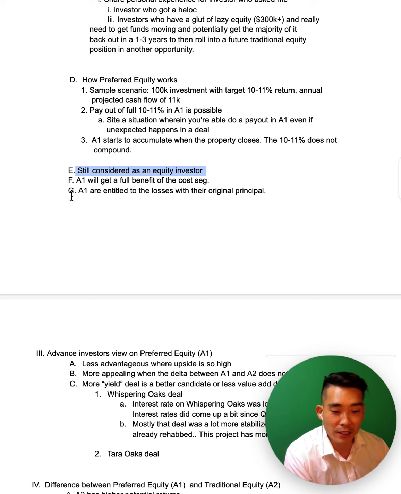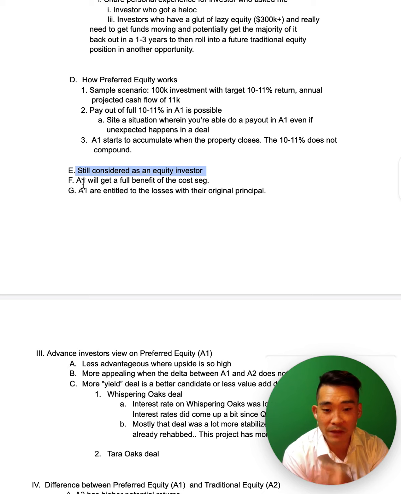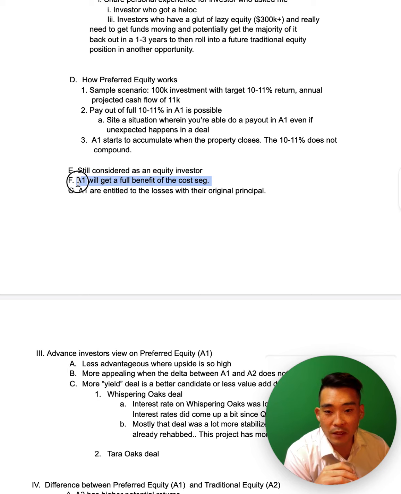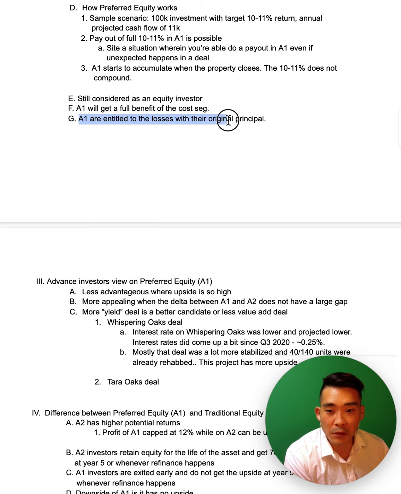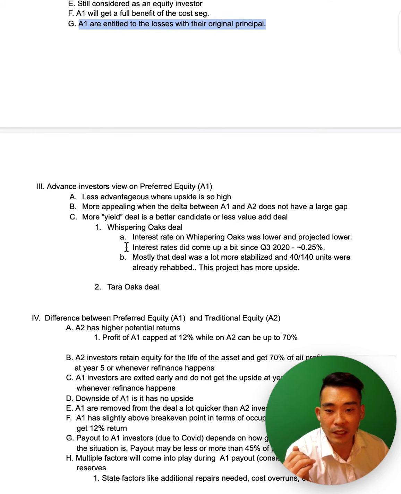But when we get out, our CPA has told us that we get to hold on to those losses until the whole deal exits. So let's just say we refinance all the pref equity guys out in year 3. Well, all that depreciation recapture and capital gains, they don't have to pay that until the whole deal exits, potentially another few years later, or maybe even another 5 years after that. So it's a great way of stockpiling passive activity losses if you're somebody who runs low on that. So yes, A1 will get the full benefit of the cost seg based on your pro rata share of the capital stack. Said in a different way, A1 are entitled to the losses with their original principal. But of course, consult your CPA or tax professional.